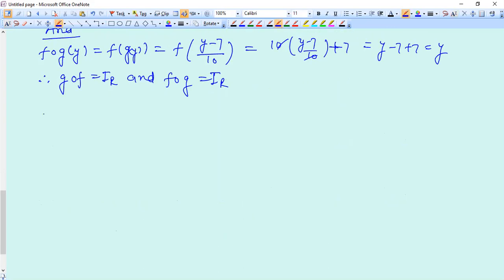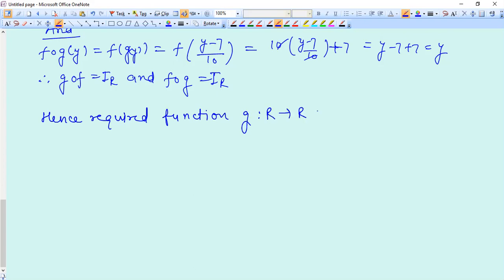Hence, the required function g such that real numbers to real numbers, R to R, is defined as g(y) is equal to (y minus 7) upon 10.